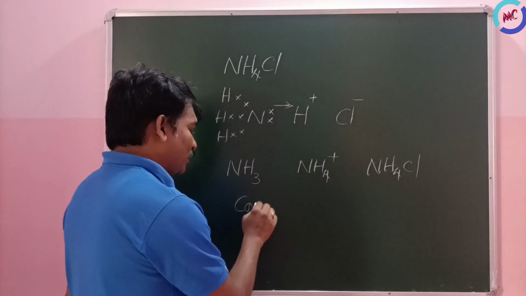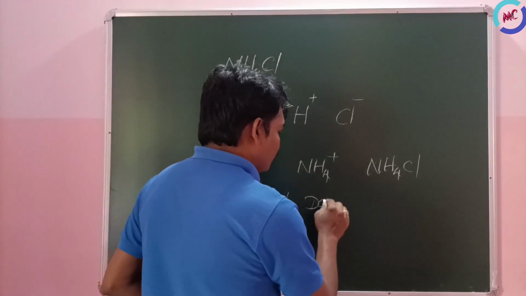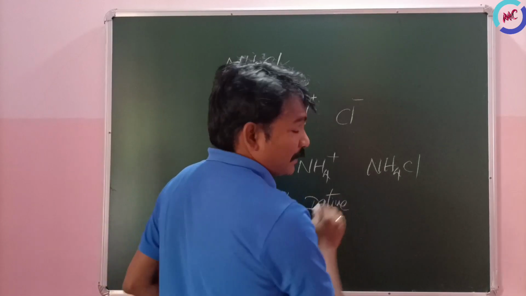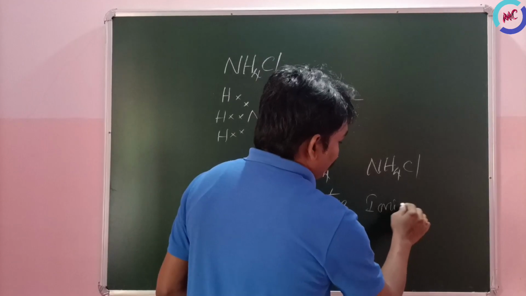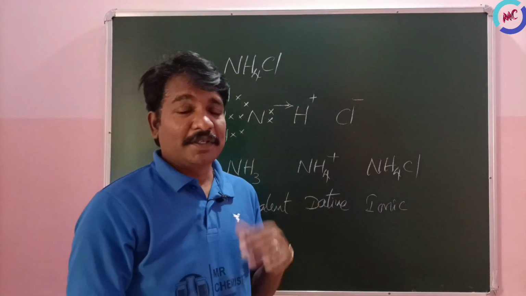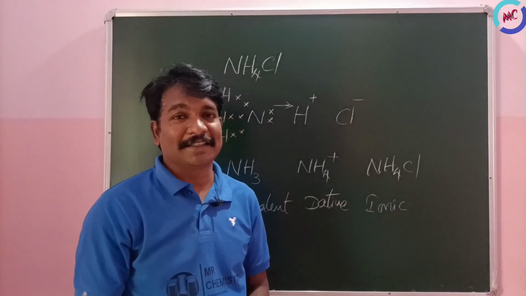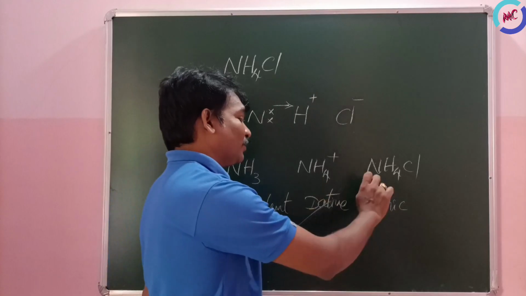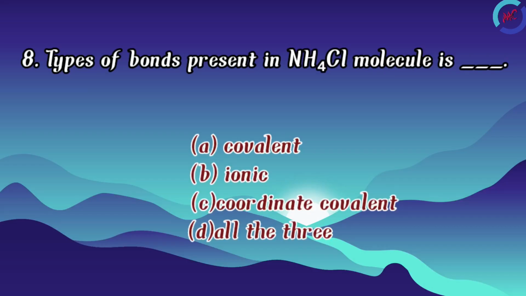Finally, what we have? First we have covalent bond and then dative bond. What is dative bond? Dative bond is nothing but coordinate covalent bond, and then ionic bond. What is our option? They gave covalent bond, ionic bond, coordinate covalent bond, all the three. Answer is all the three, because it has covalent bond, dative bond and ionic bond. Okay, let us check that one. Option 4 is correct answer. Option D is right answer.